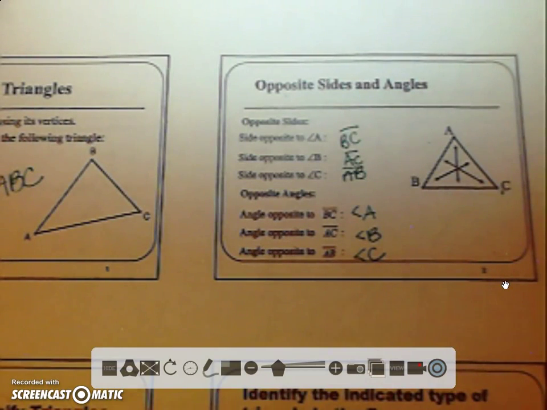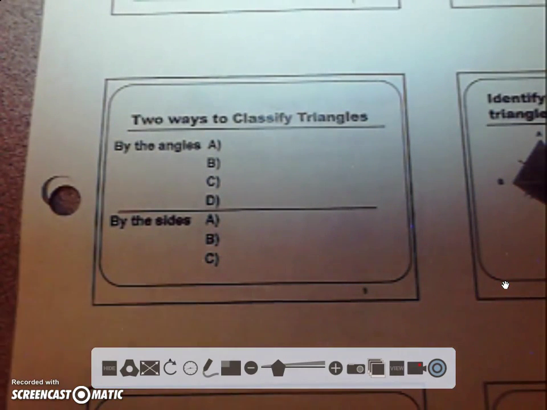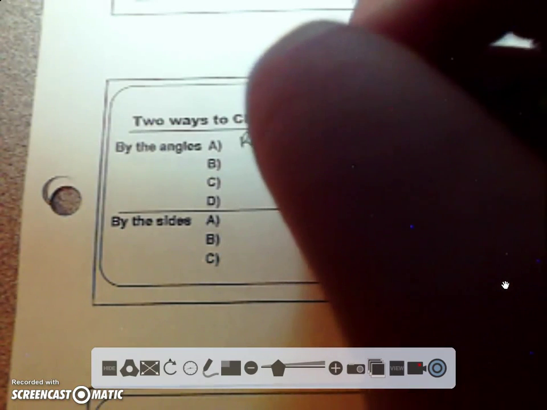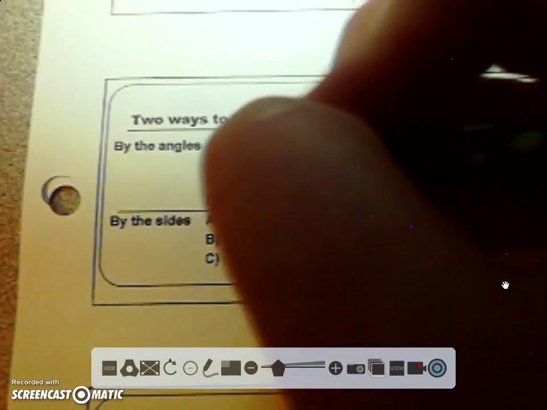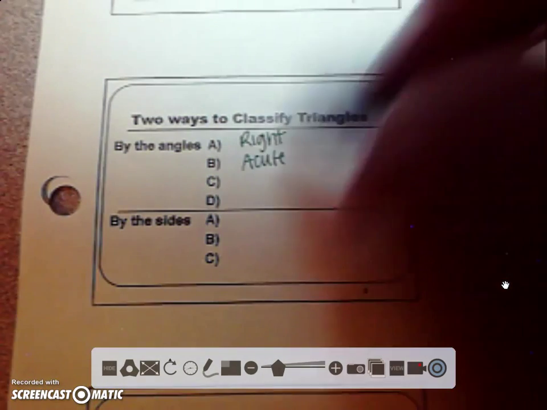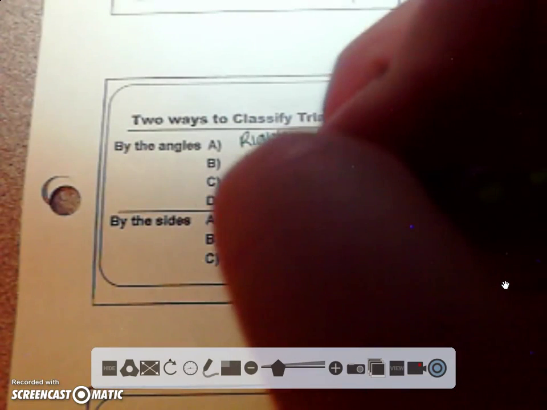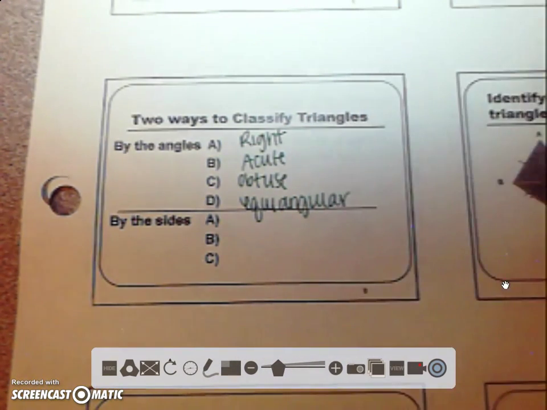Okay. There are two different ways to classify triangles. You can either do this by their angles, which in that case we have right triangles, we have acute triangles, we have obtuse triangles, and then the last one is equiangular triangles, meaning that all their angle measures are the same.